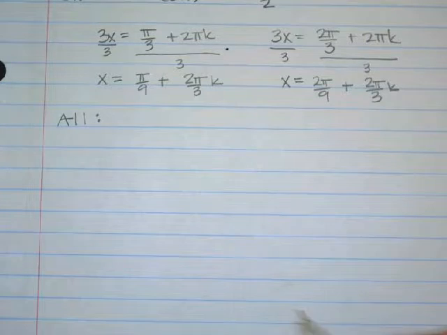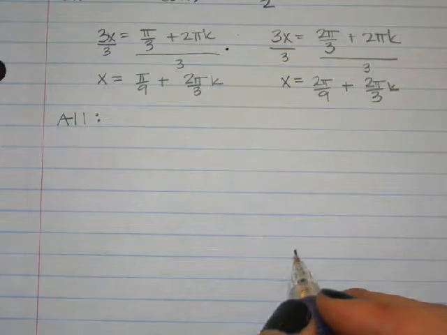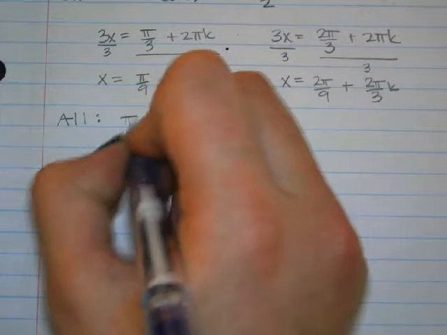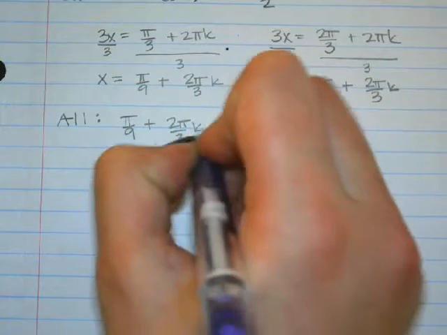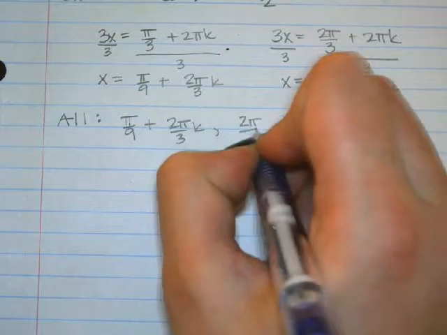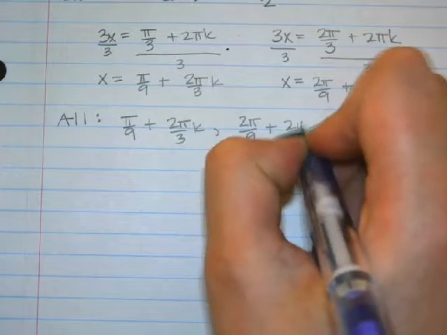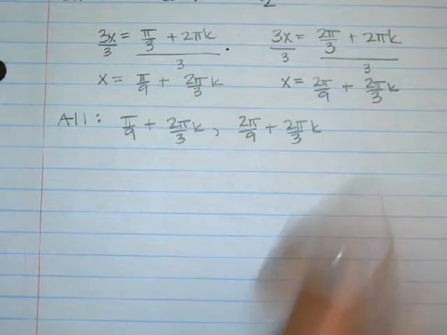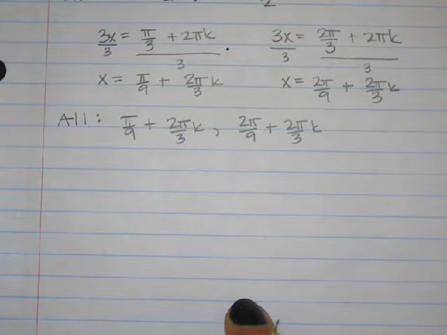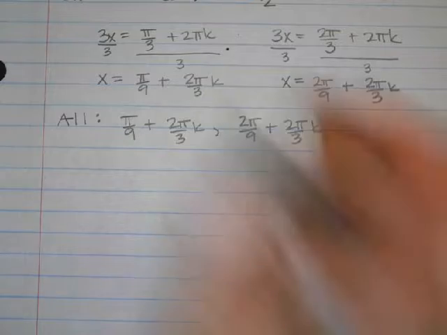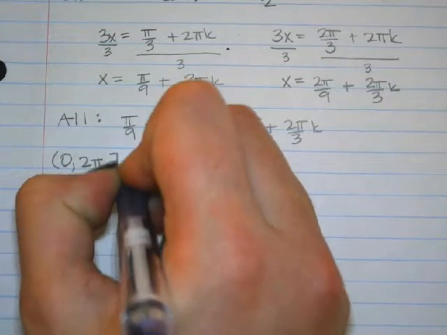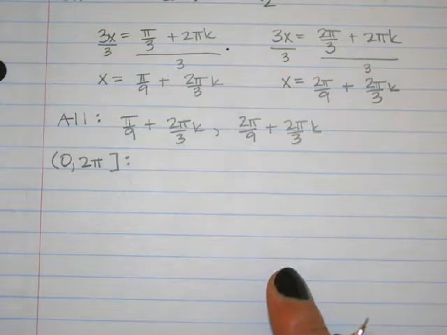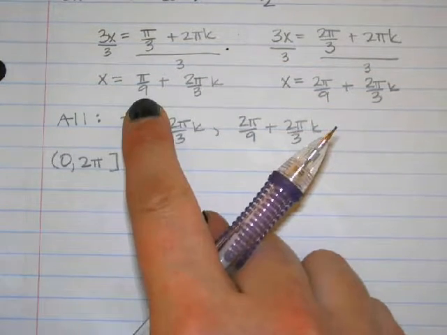they wanted every single possible solution, then we would just say this. This is kind of like the easy answer for these types of problems. Okay. If they want to know the solutions from 0 to 2 pi, our job is a little bit more difficult. This is where we got to get out our calculator and get the specific answers. Okay, so our first answer is pi ninths.